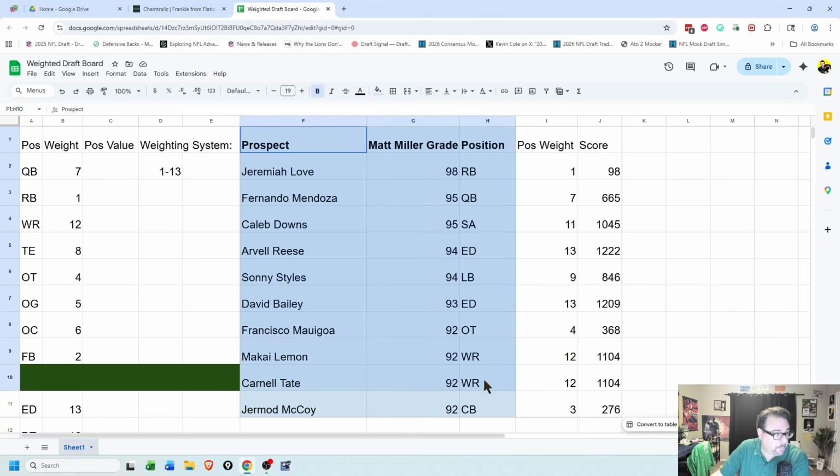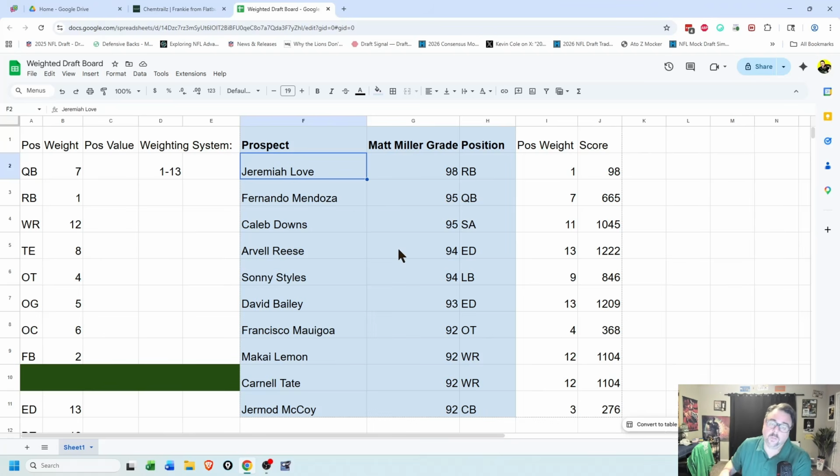This portion is a vertical board, and they're sorted by the score, the grade. So Jeremiah Love gets a 98. Nando gets a 95. Caleb Downs a 95. Arvell 94. Sonny Styles 94. And so forth and so on. So you might say, if this were your vertical board, at pick 2 we're taking Jeremiah Love. He's the highest. Nando's going to go 1. We're taking Love, right? Wrong.